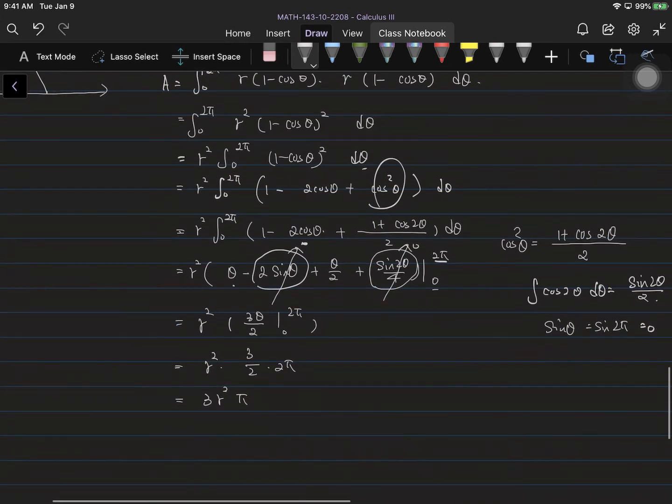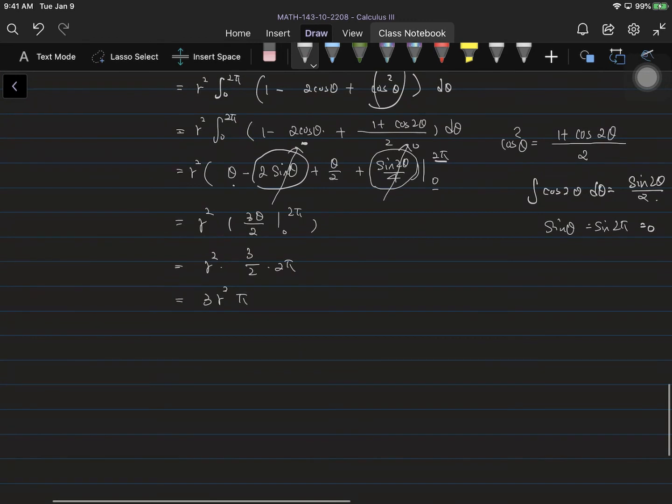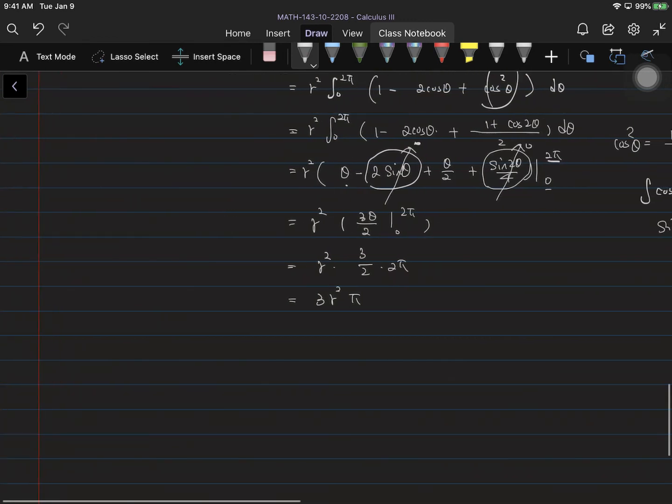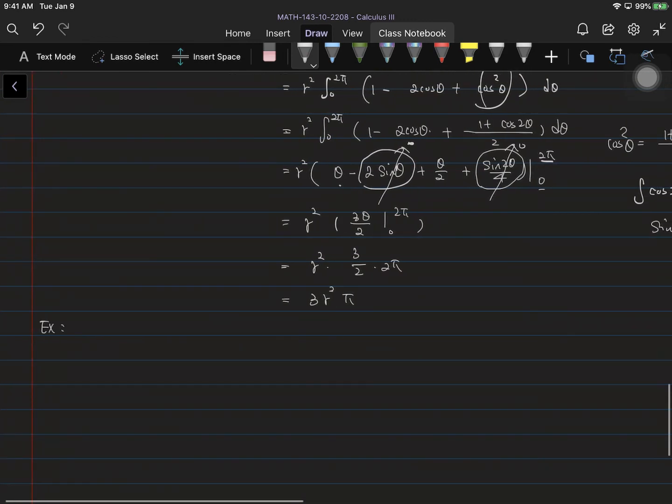Now let's take a look at this exercise. We just try to do more practice problems. The first one we can do: x equals t squared, y equals t to the 6th. This is a pretty easy one. I can give you the answer here.